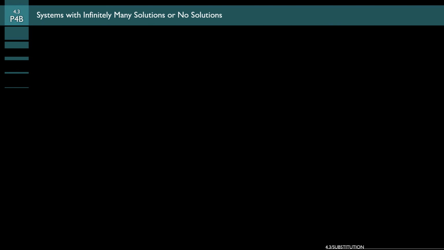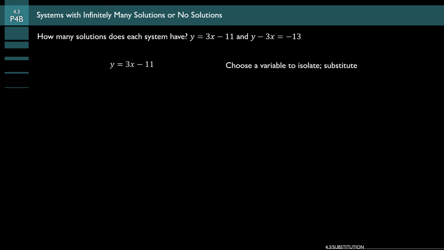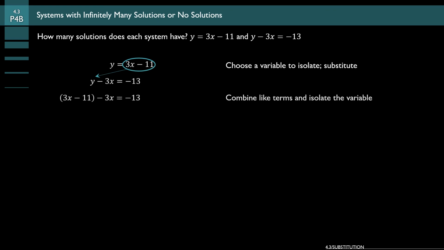We're going to do the same thing in 4b. We've got y equals 3x minus 11 and y minus 3x equals negative 13. So we already have y isolated, which means we know that y is equal to 3x minus 11. So we're going to take that quantity and plug it into the other equation. So y minus 3x equals negative 13 becomes 3x minus 11 minus 3x equals negative 13.